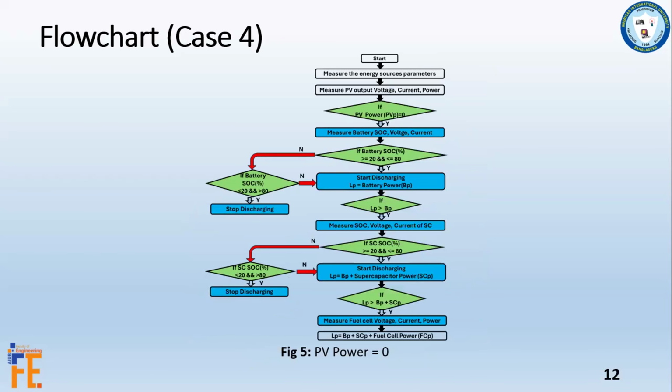And here is our case number 4, when PV power is absent. That means PV power is 0.